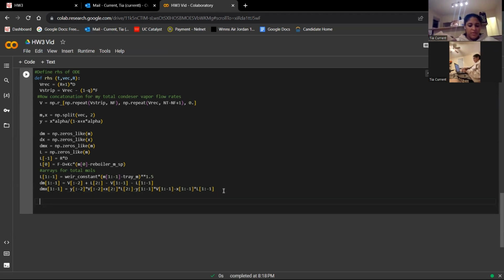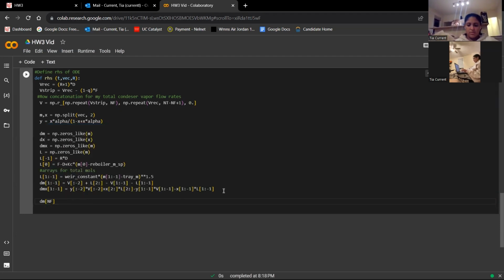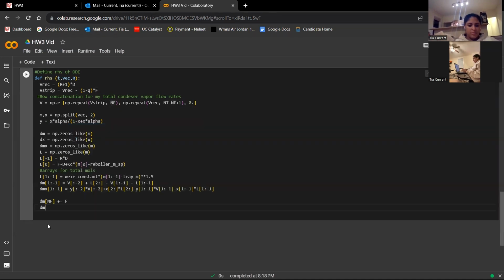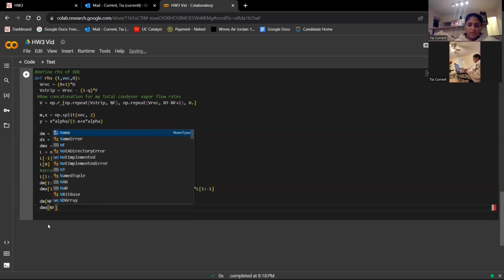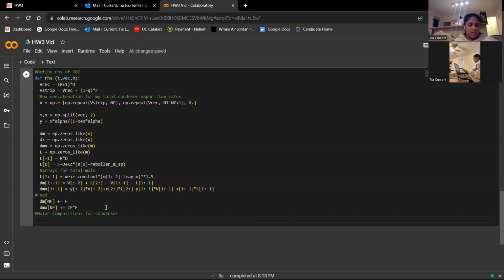Next, we're going to do the feed in F. Okay, plus equals F. So DM DF times F. This is all for my feed compositions for condenser. And then we're going to have D.